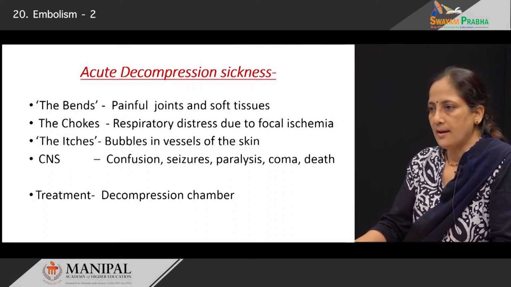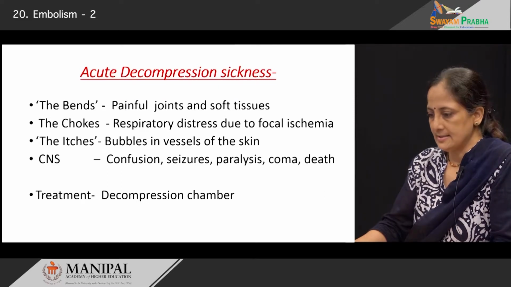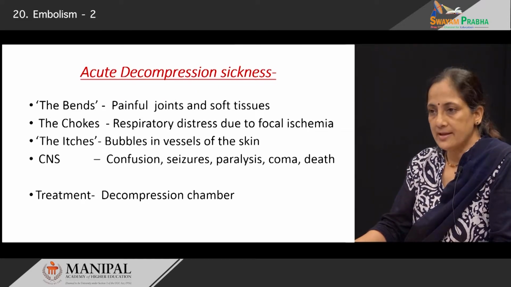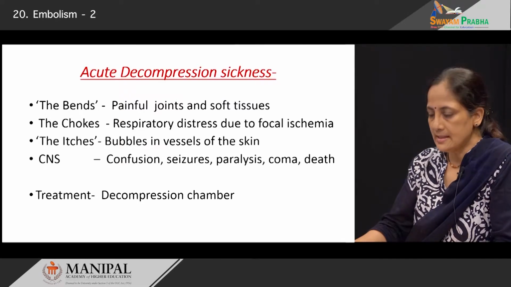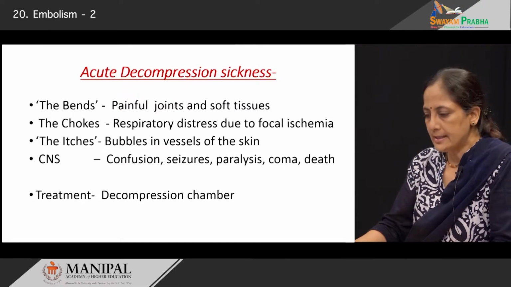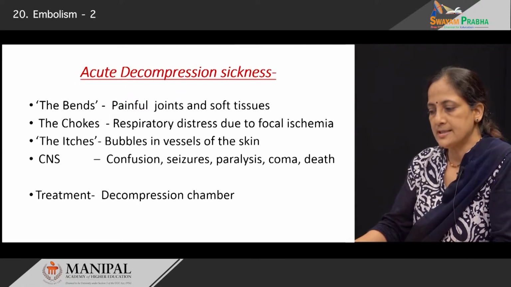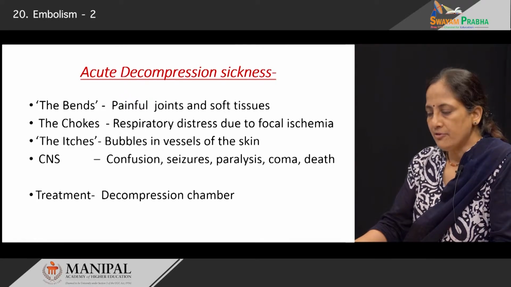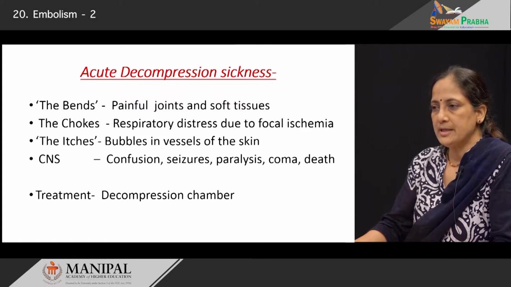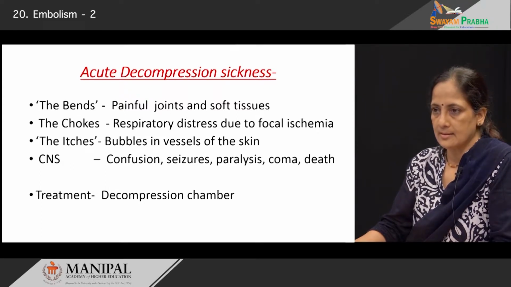Chokes is when the bubbles are occluding the respiratory vessels, and therefore respiratory distress develops because of local ischemia. Bubbles in the skin cause pruritus and therefore is referred to as the itches. Similarly, bubbles in the central nervous system vasculature initially manifest as irritability, restlessness, confusion, progressing to seizures. If bubbles are there in the spinal vessels, it can cause paralysis. Eventually, coma and death results.